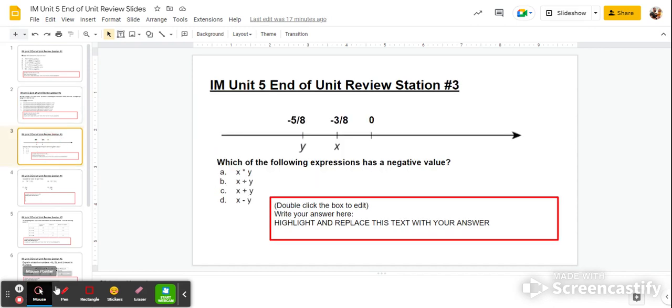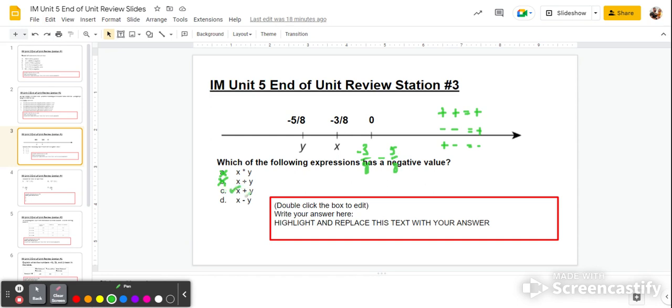On to slide 3 here. Let's pick a different color now. Select which ones have a negative value. X is negative, Y is negative. So a negative times a negative is a positive, not a negative. Doesn't work. X divided by Y, negative divided by a negative is positive, not negative. Opposite signs are negative. That's what we're looking for. X plus Y, that would be negative 3/8 plus a negative, so minus 5/8. That's just going to get smaller. That one's actually negative. Good job here.